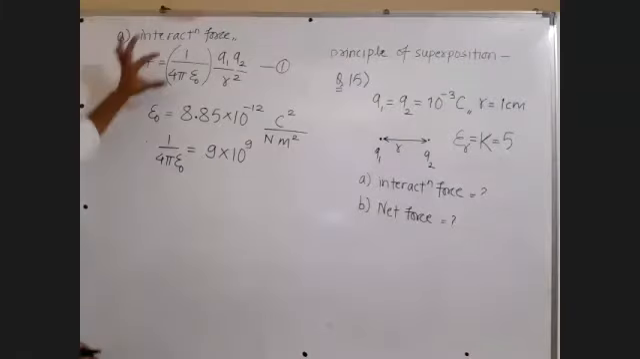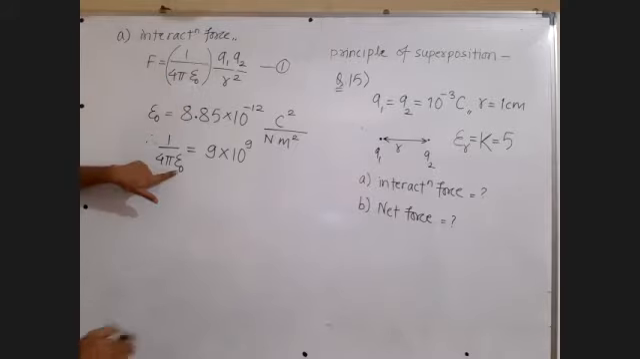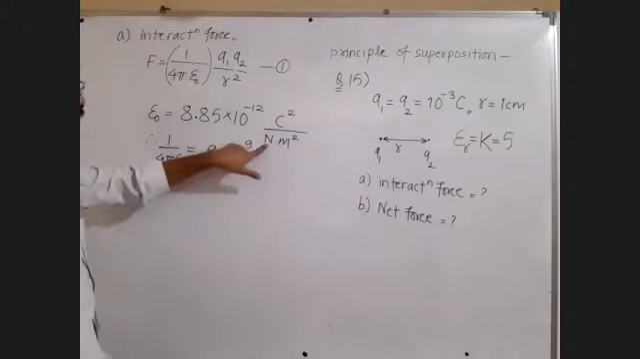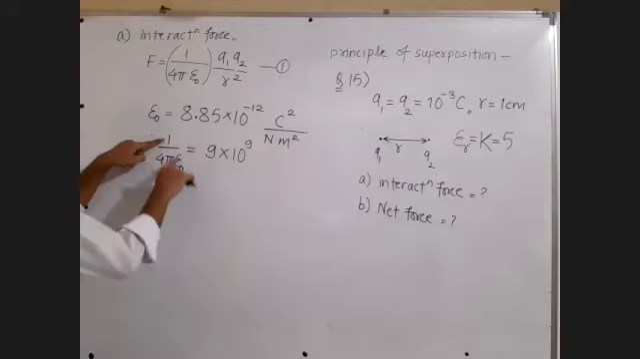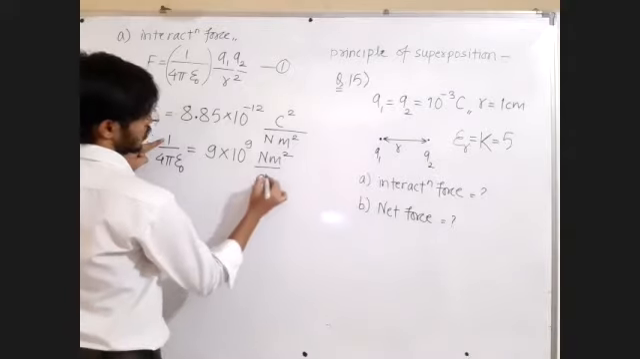Very simple thing. What shall be the unit of 1 upon 4 pi epsilon 0? It is the reciprocal of epsilon 0. What is the unit of epsilon 0? Coulomb square upon Newton meter square. So its reciprocal will be Newton meter square upon Coulomb square.